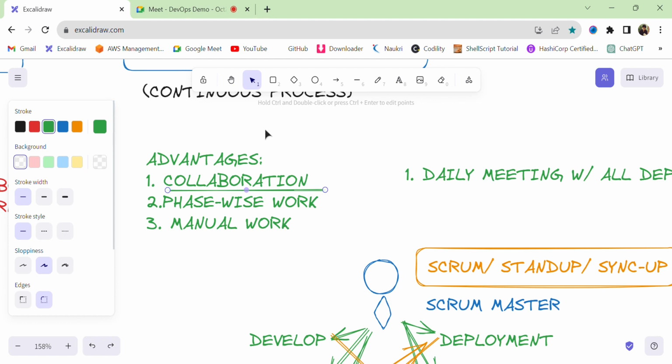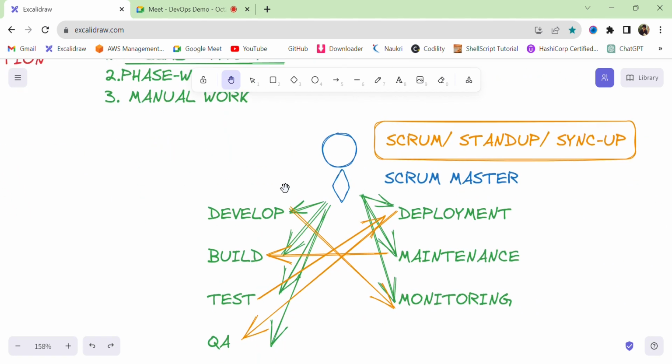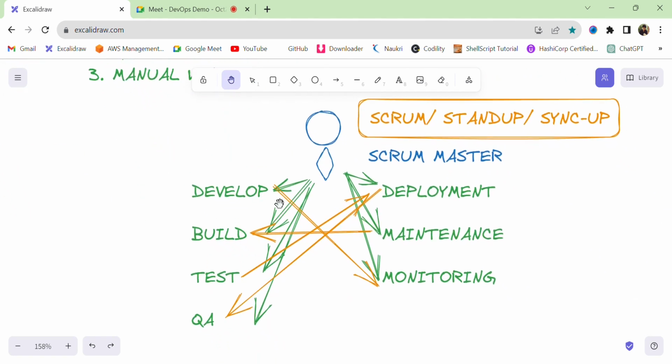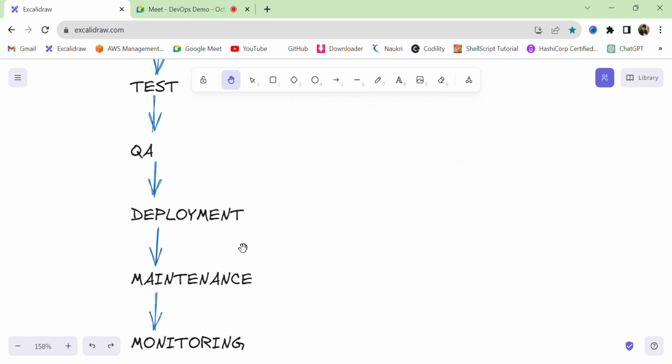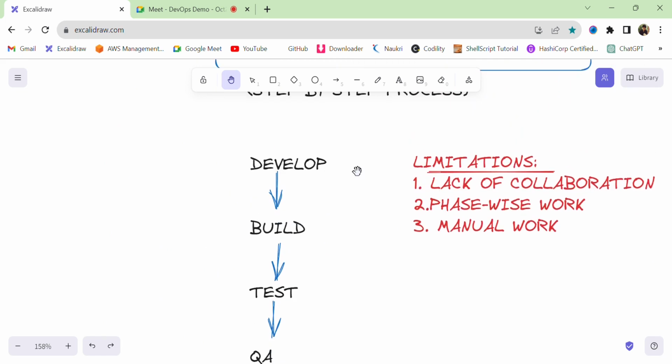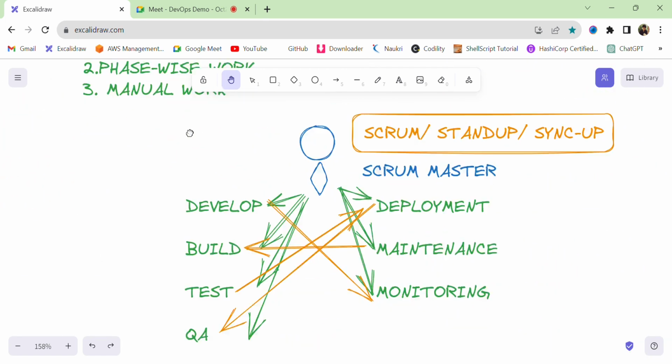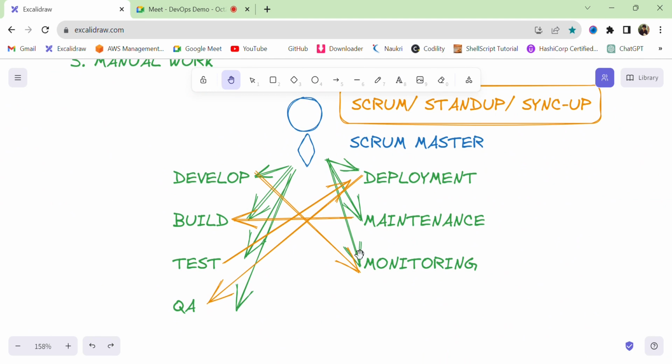Now the second was the phase-wise work. As I already explained, rather than letting the development team work, and after the development team completes the work, the build team comes into the picture, doing it on a phase-wise basis, what the scrum master did was tell them to divide this work and start developing it so that each and every team is working on that particular application. So you can see, here only the development team was working and the rest of the teams were sitting idle. Here, each and every team was made to work.